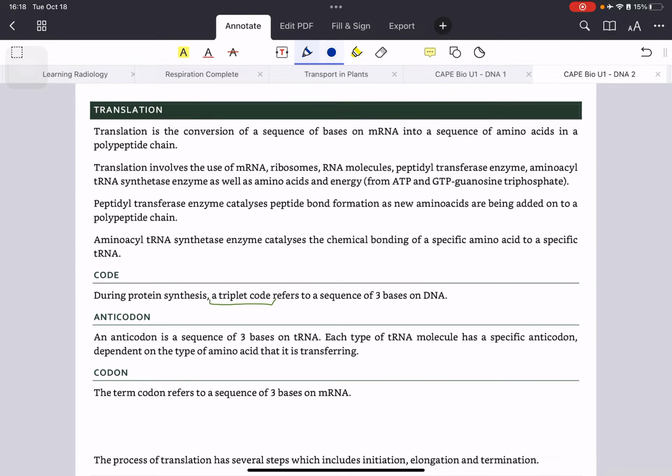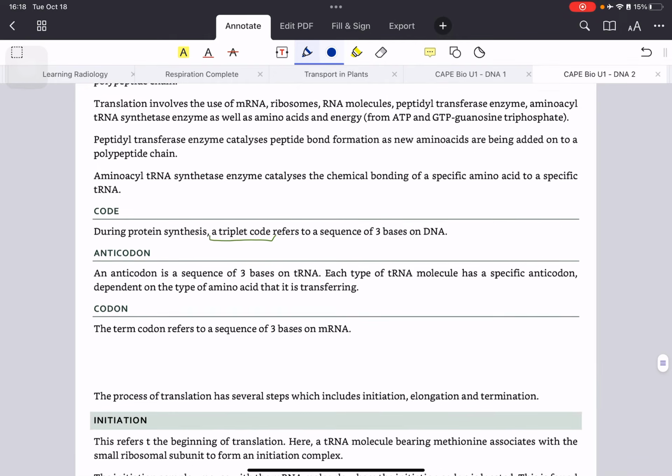Now the function of the peptidyl transferase, it catalyzes the peptide bonds between the amino acids. Remember, amino acids will form a polypeptide chain via the peptide bonds. We learned this earlier on in proteins, right? So that's what the peptidyl transferase does. The amino acid tRNA synthetase catalyzes the chemical bonding of a specific amino acid to a specific tRNA. The tRNA is the transfer molecule, and the amino acid needs to bind to the tRNA, right? So that enzyme helps that to happen. So the tRNA is like a vehicle.